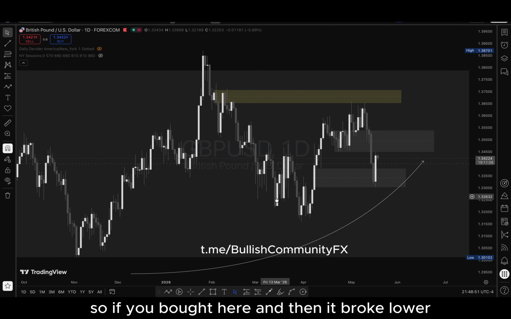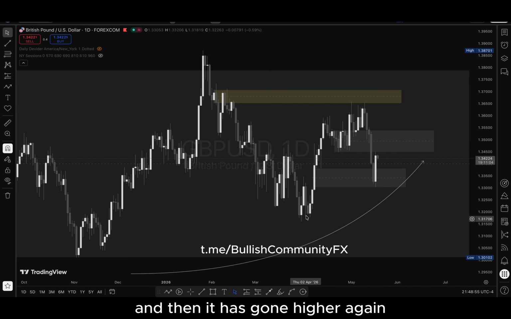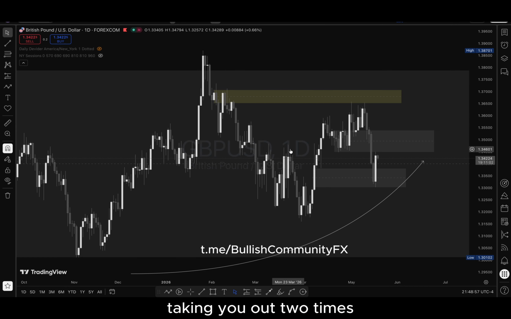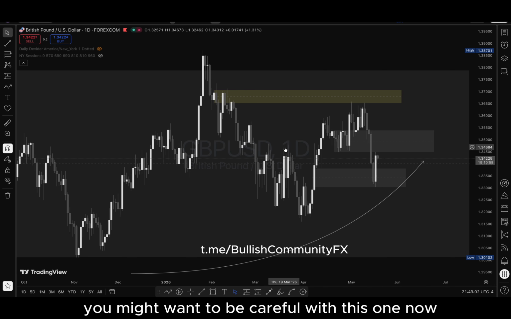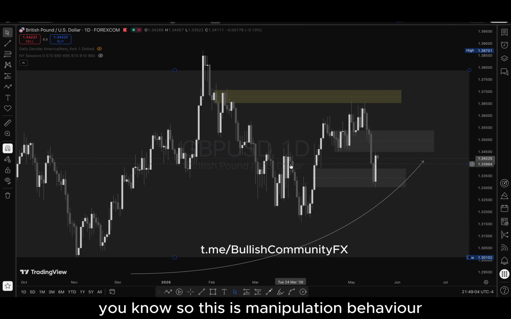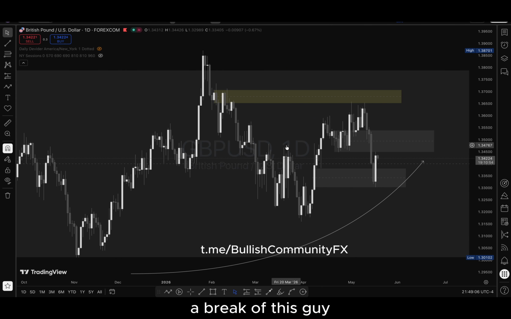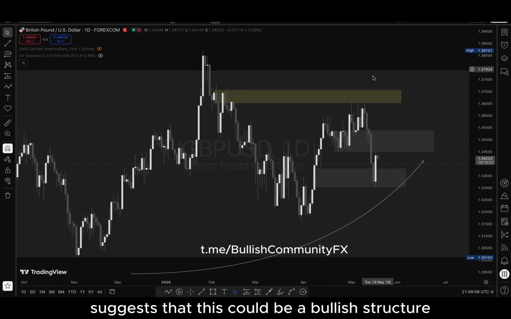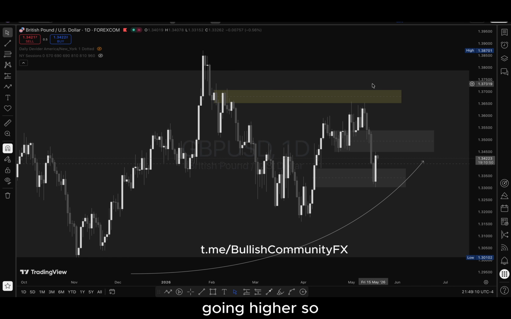So if you bought here and then it broke lower and then you sold here and then it has gone higher again, taking you out 2 times, you might want to be careful with this one now. So this is manipulation behavior. That's what it is. So a break of this guy suggests that this could be a bullish structure going higher.